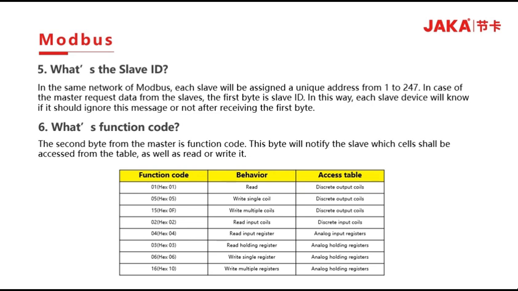The most commonly used function codes are listed in the table below. 01 is for reading single discrete output coil. 15 is for writing multiple discrete input coils. 02 is for reading discrete input coil. 04 is for reading the analog input register. 03 is for reading single analog holding register. 06 is for writing single analog holding register, while 16 is for writing multiple analog holding registers.